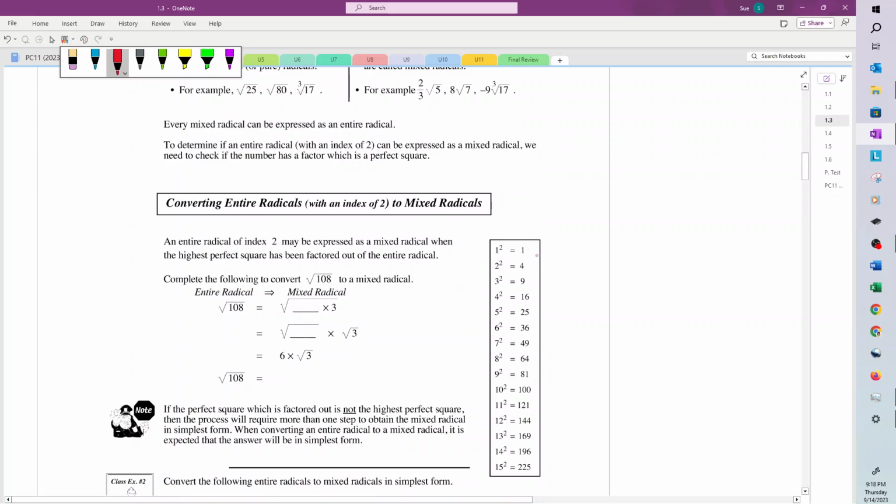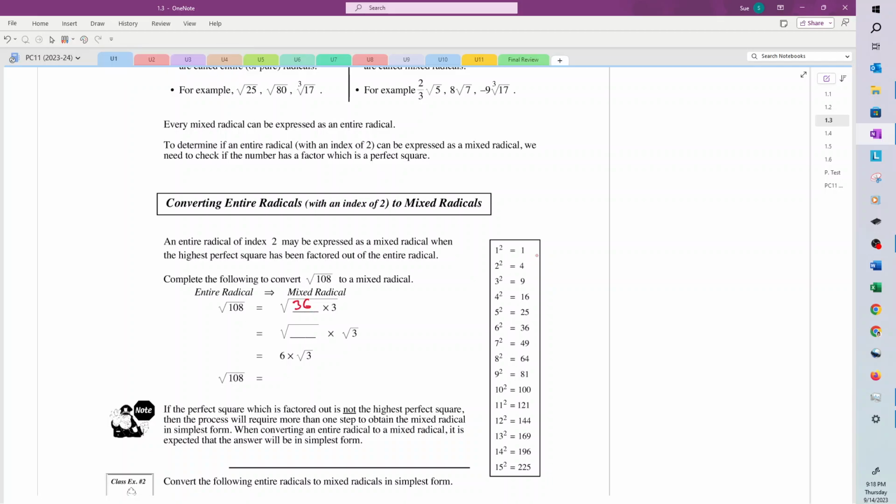If I do the square root of 108, I can write 108 as 36 times 3. So that's then the square root of 36 times the square root of 3, which is 6 times root 3. So root 108 is equivalent to 6 root 3, or 6 times root 3. And I encourage you to check that on your calculator. If what you have factored out is not the highest perfect square, then you might need to do it again.